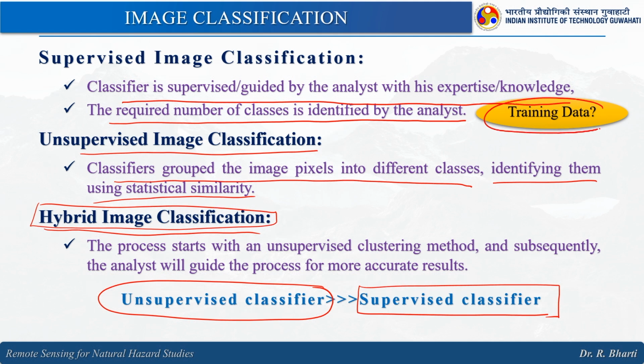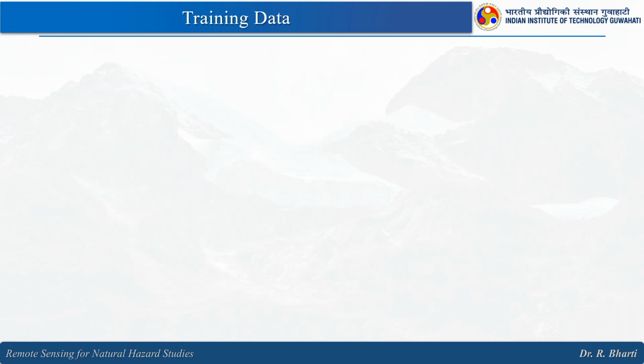Now, let us understand the training data, because when we talk about supervised classification, we have to have the training data, otherwise it will become unsupervised. So, what are the different parameters or cautions that we have to follow? We will see some of the details about the training data.